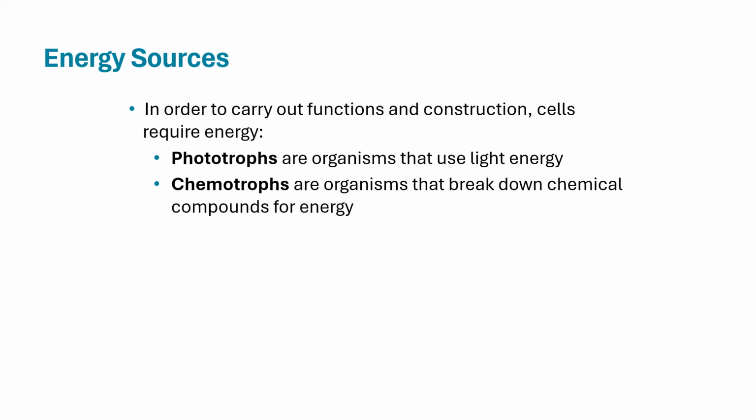Now, earlier we talked about the different ways of getting carbon into the cell, and that had to do with autotrophy or heterotrophy. Now, we also have two different ways to obtain energy. We have phototrophs. These are organisms that use light energy, and then we have chemotrophs. These are organisms that break down chemical compounds for energy.